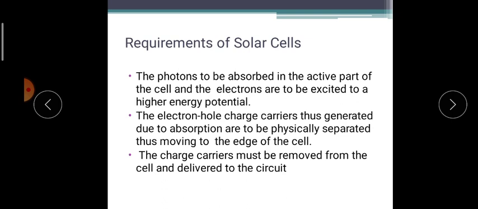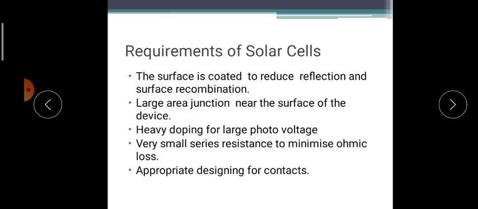A large area of junction should be located very near to the surface of the device. This can be obtained by constructing a planar junction by diffusion or ion implantation. This surface is to be coated with appropriate material to reduce reflection, thus decreasing the surface recombination process.